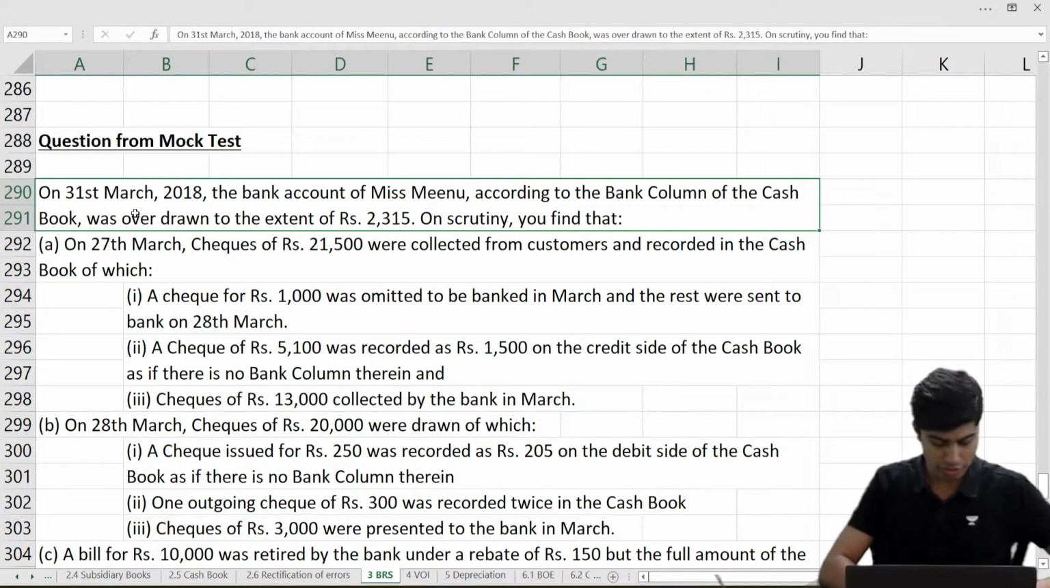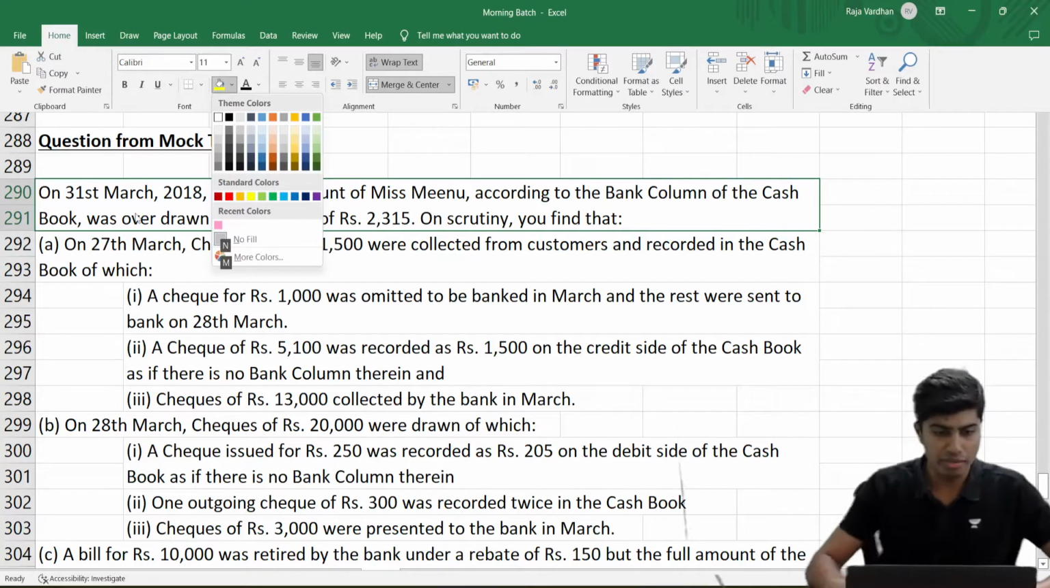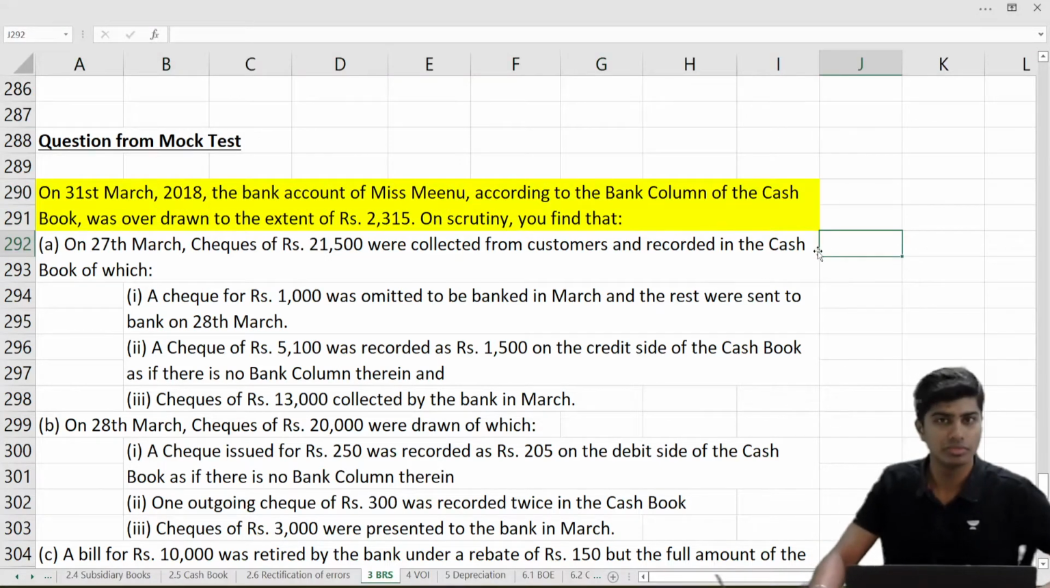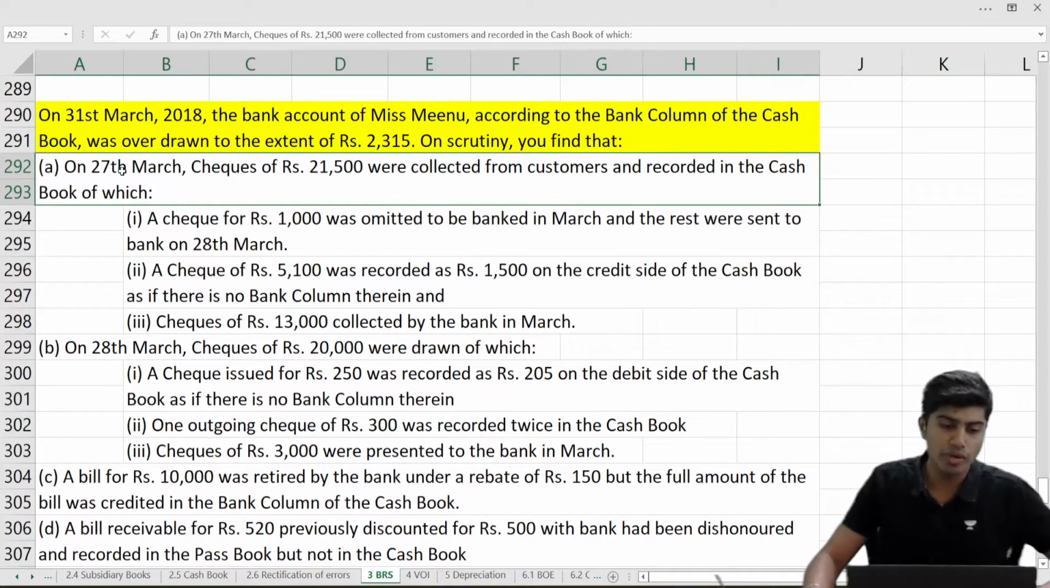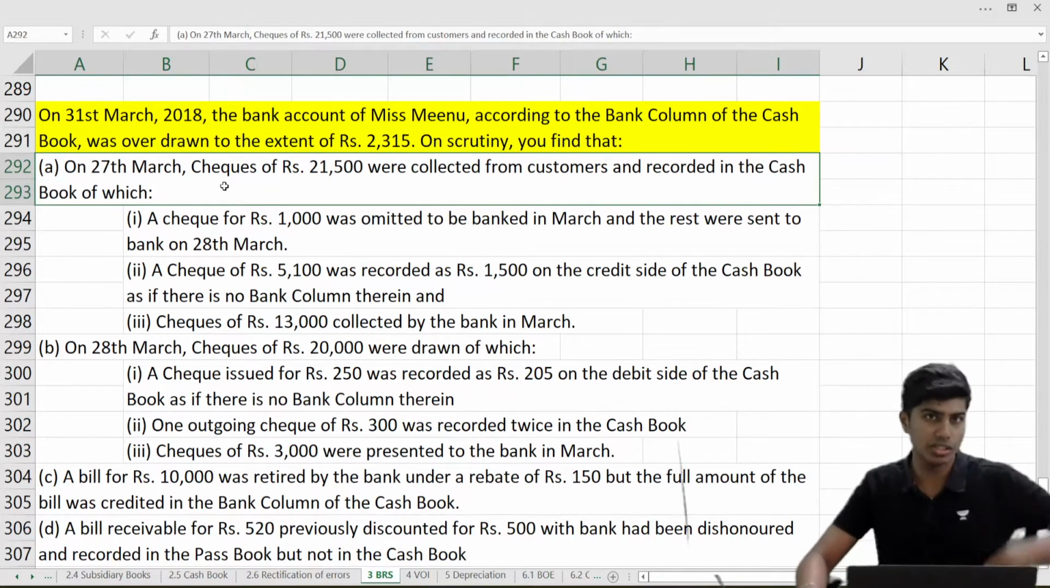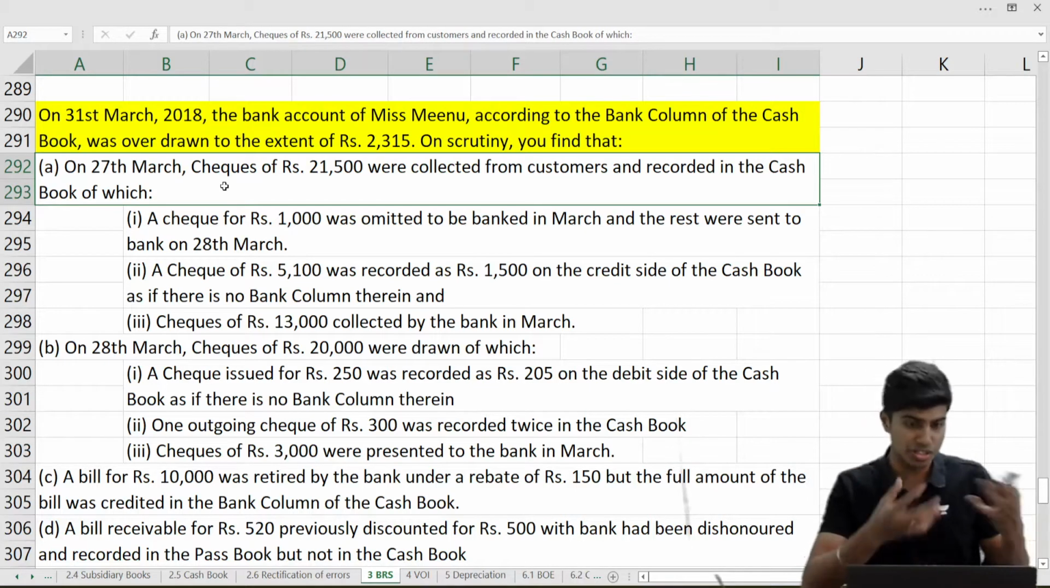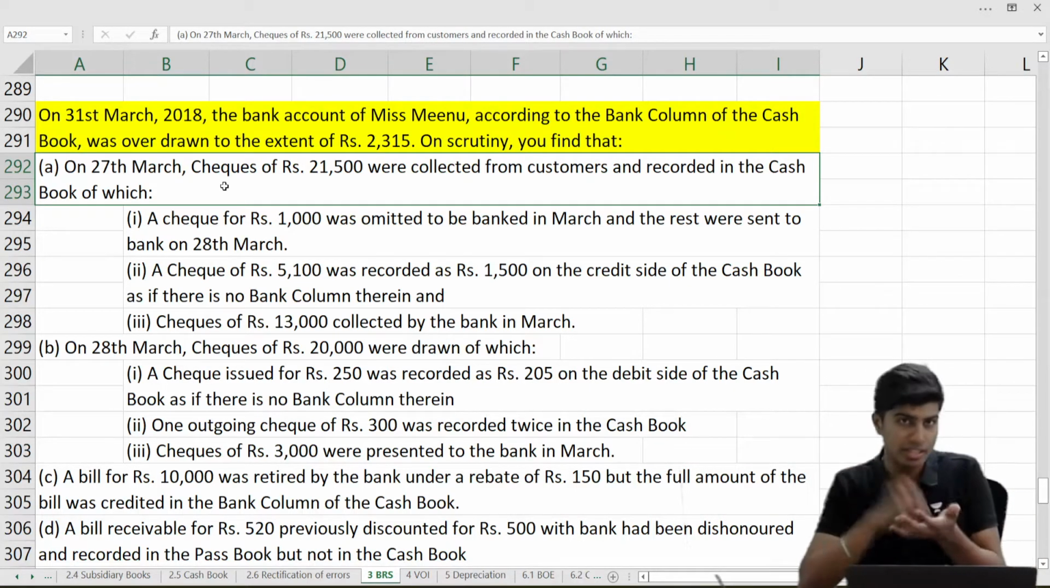Whichever part of the question I'm done with, I am marking it yellow so that you would understand that this part of the answer is done. Got it? Next, on 27th March, that is during the year only, just 4 days before the year end, cheques of rupees 21,500 were collected from customers and recorded in the cash book. See, 21,500 worth of cheques have been received and it is recorded in the cash book.